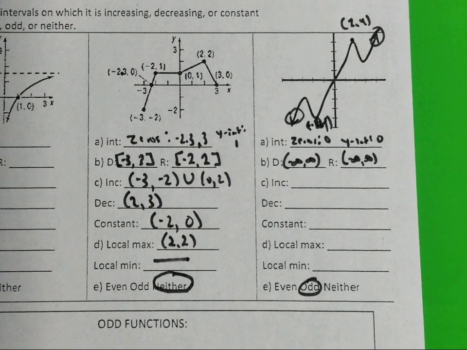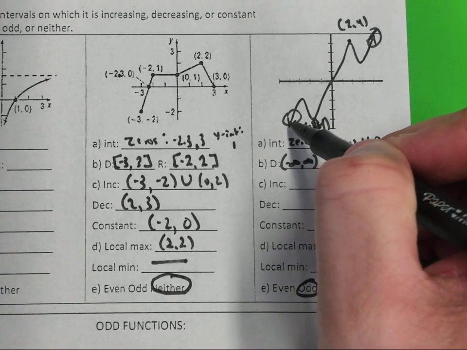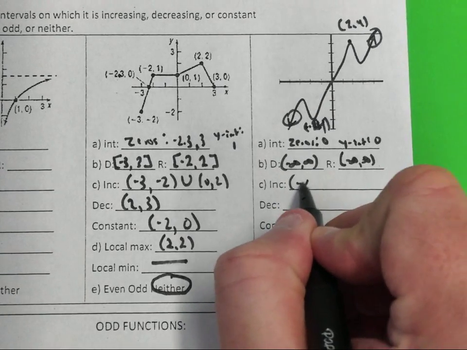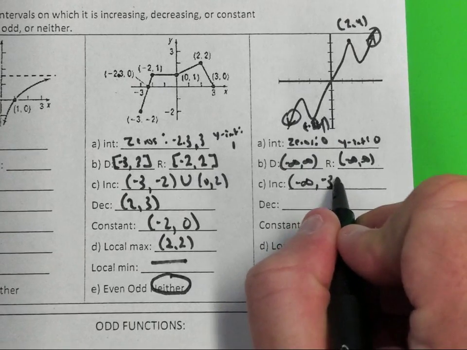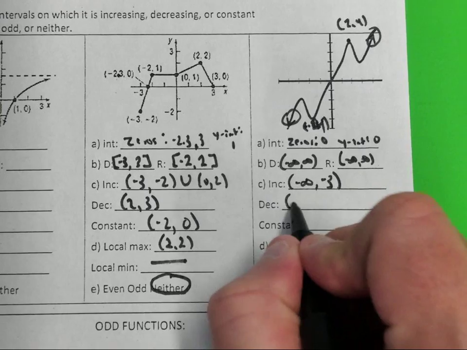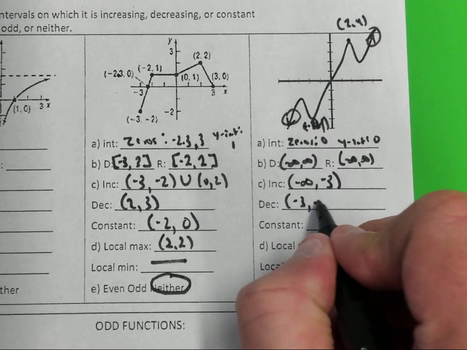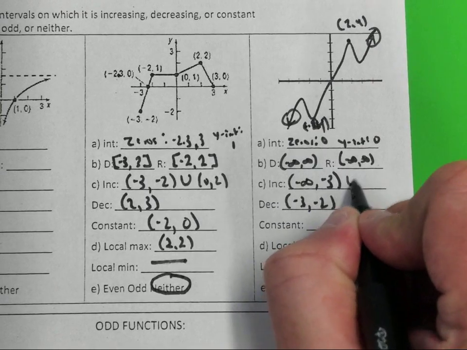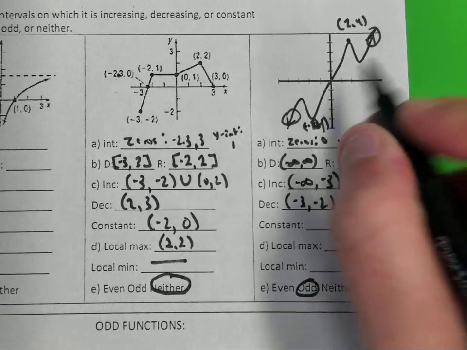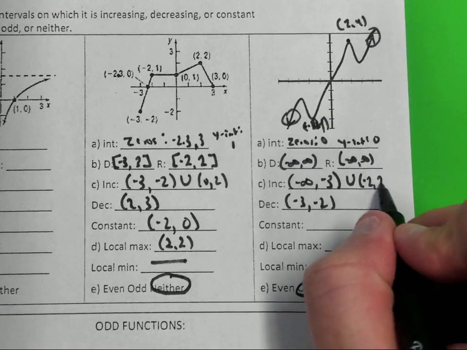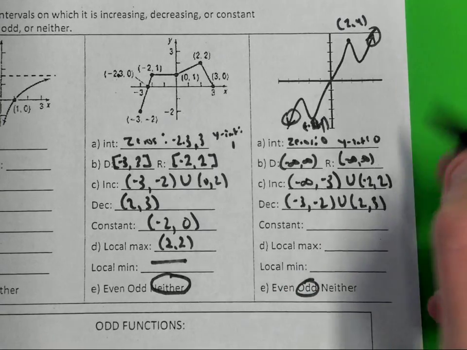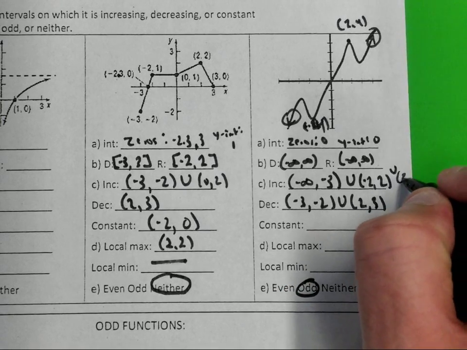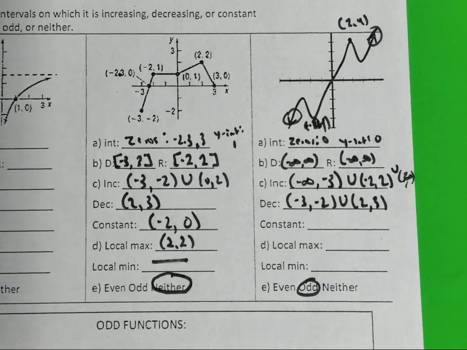Increasing. Okay, now let's talk about this. If I start from the left, I'm increasing from what? Negative infinity to what? Very good. Then I'm decreasing from negative 3 to what? Negative 2. Then I'm increasing all the way to what? 2. Then decreasing from 2 to, and then increasing from, yep, I ran out of room. Do you see how that works?